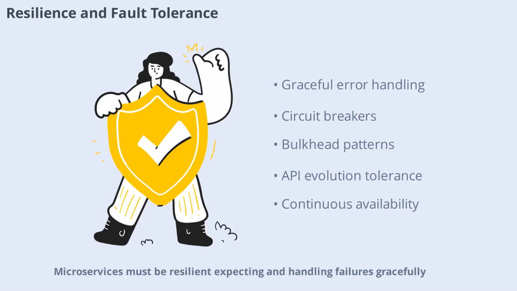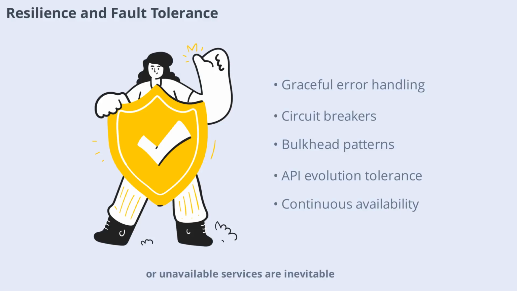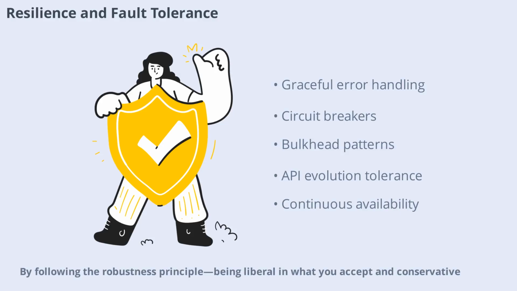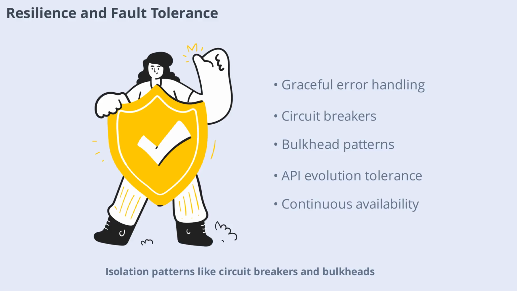Microservices must be resilient, expecting and handling failures gracefully. In distributed systems, network issues, bad data, or unavailable services are inevitable. By following the robustness principle, being liberal in what you accept and conservative in what you send, your services can adapt to evolving APIs and unexpected scenarios. Isolation patterns like circuit breakers and bulkheads prevent failures from cascading through the system. Building resilience into each service ensures your application remains available and reliable, even when parts of the system encounter problems.